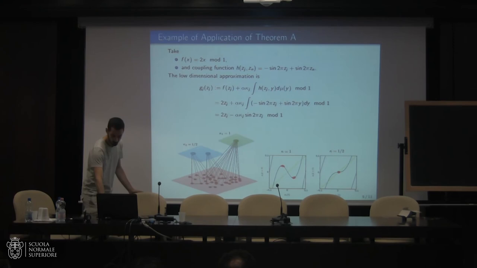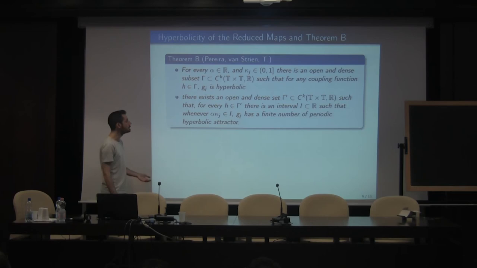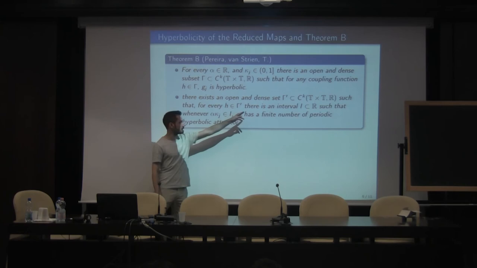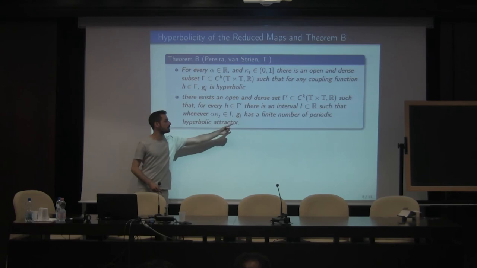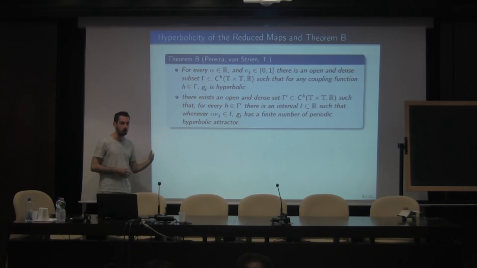About the hypothesis on the hyperbolicity of the reduced map: one can show that it's generic. It's a consequence of the heuristic of hyperbolicity in dimension one that this condition is actually generic. And one can say more: there is an open and dense set of coupling functions for which there is an interval such that, if the coupling strength is tuned so that alpha times the connectivity is inside this interval, the map has a finite number of periodic hyperbolic attractors. So synchronization is observed generically if one is able to tune the parameter.